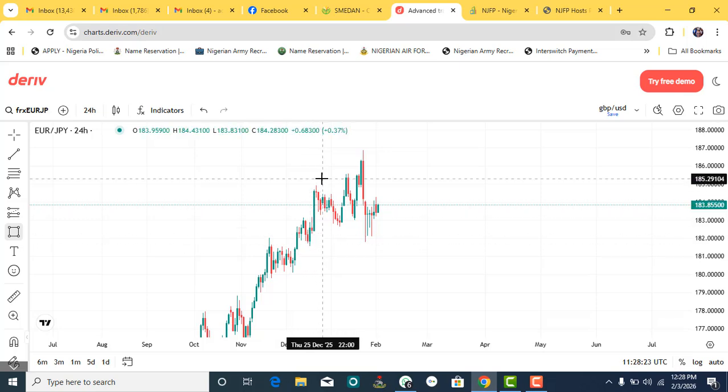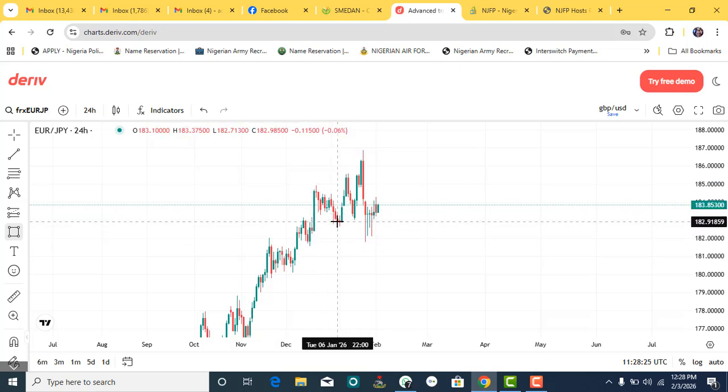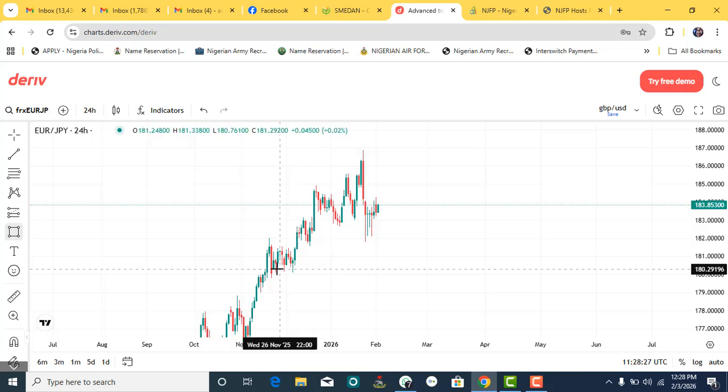It came in here and tested above, now it came in. This is not the low, this is the low we are considering as our last low that causes the break of this structure.